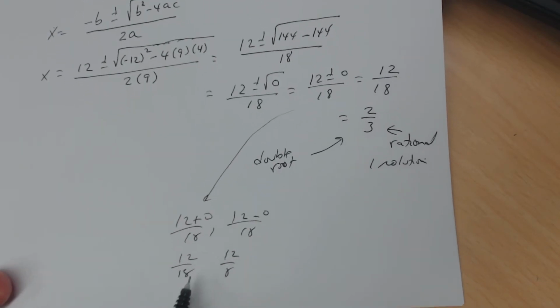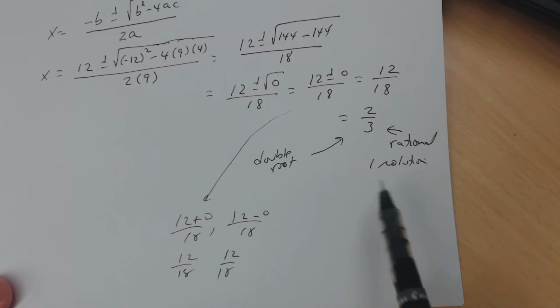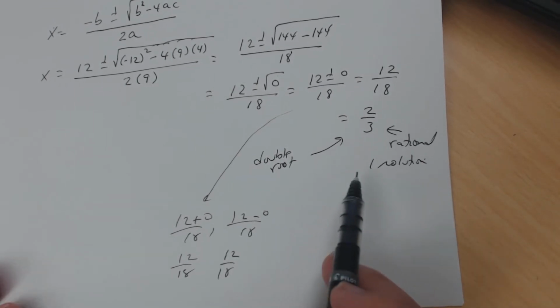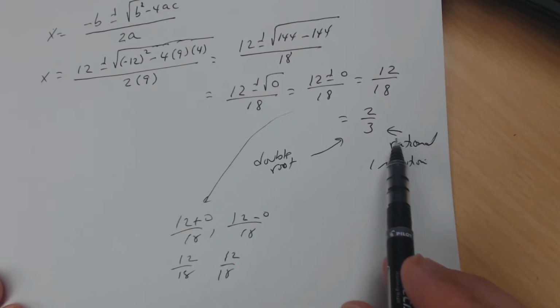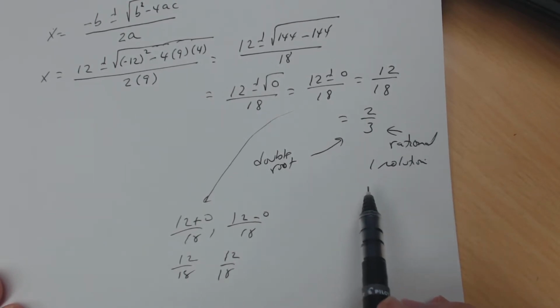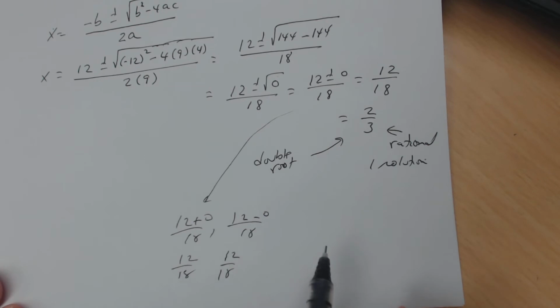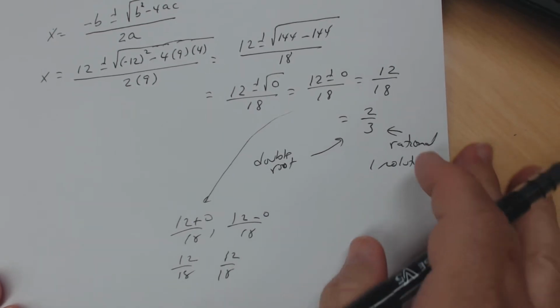In both cases, they're the same thing, 12/18. And so it's called a double root. It occurs twice, but we only listed it once. So 2/3 is a rational number, so that's going to be a rational solution. And you only have one solution, which is a double root.